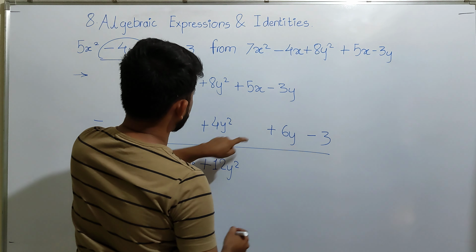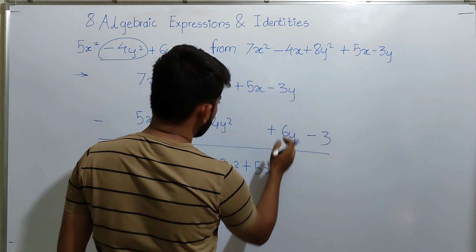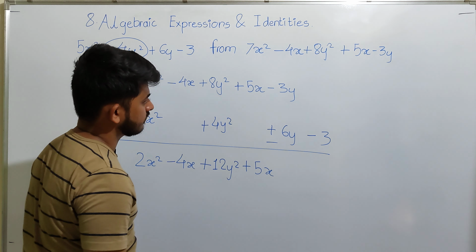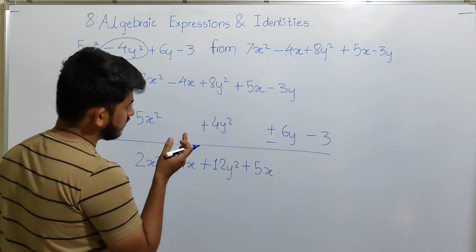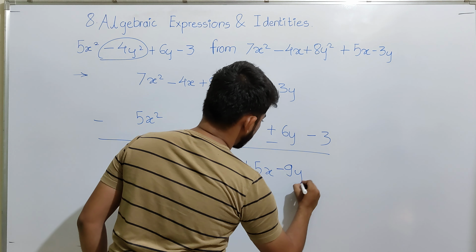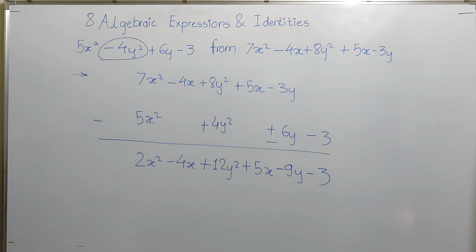Do you have any 5x variable? No. In the second equation, do you have? Now see, this becomes minus. Why? Because I'm minusing minus 3 minus 6, means minus 9y minus 3. So this is the required answer.